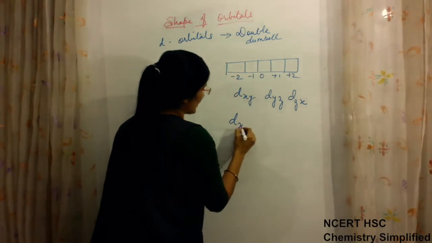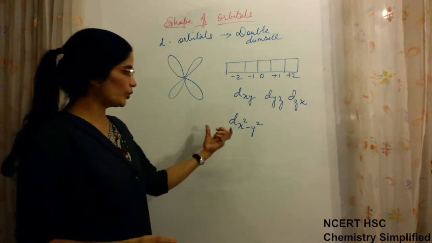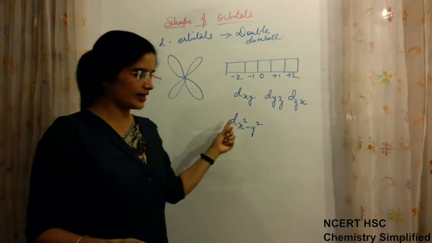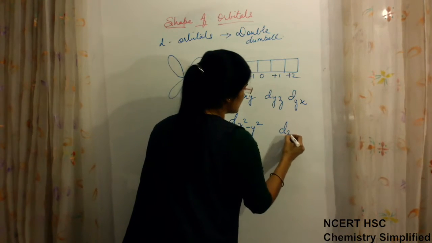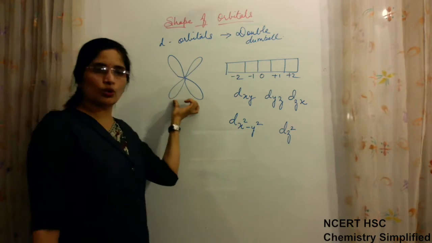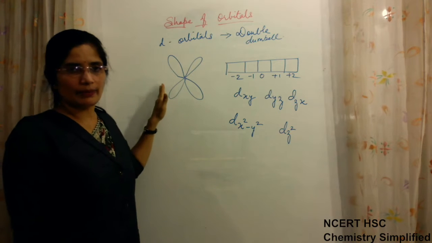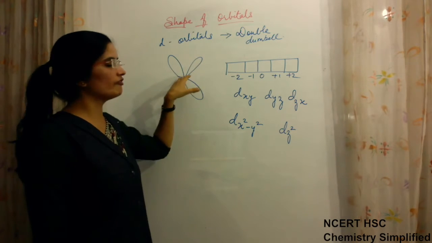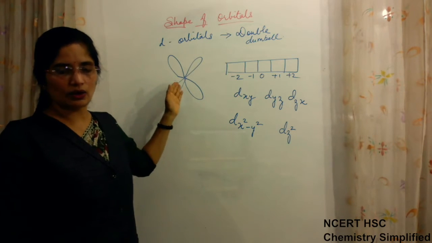Then dx square minus y square, the orientation of the fourth one is dx square minus y square. And the fifth one is dz square. And what are these lobes? These lobes are electron densities, or you can say the place where the probability of finding the electron is maximum. These are the spaces of d orbital.